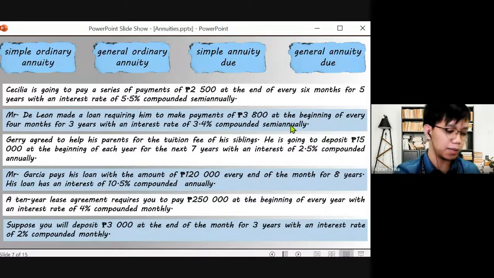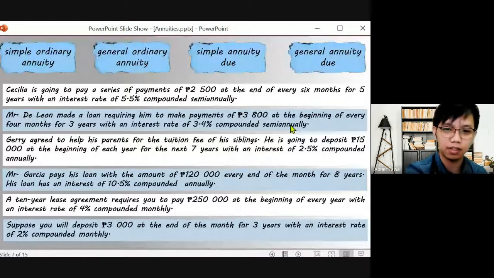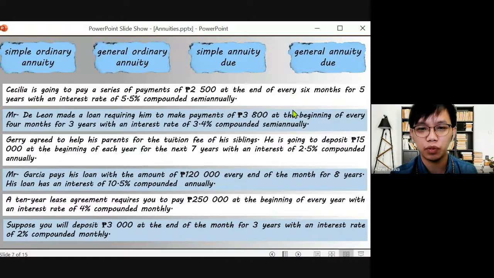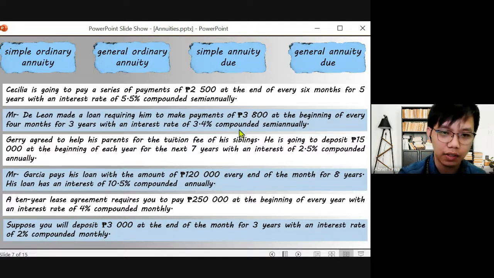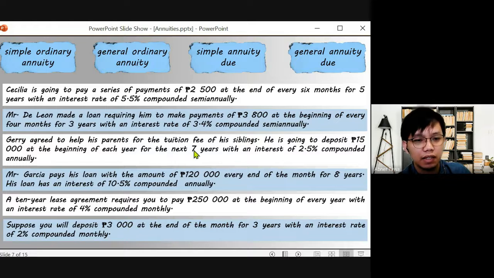Okay, so tama naman si Mr. Ken. So it is general annuity due because yung date of payment natin is every beginning. Therefore, it is annuity due. And of course, yung payment interval natin na 4 months is not equal to the interest period which is semi-annually, that is every 6 months. Therefore, it is general. They are not equal. Okay, very good, Mr. Ken. Let's have the third one. Who wants to answer the third one?